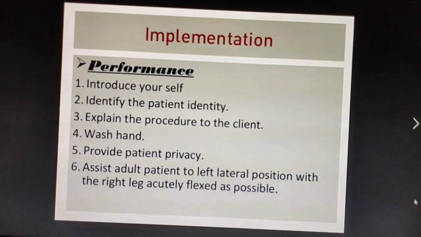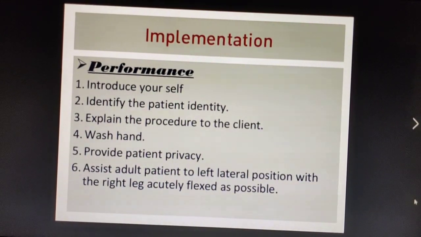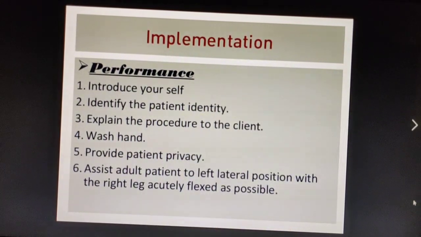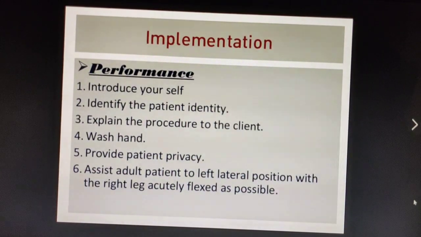Next, explain the procedure to the client. You have to say, now I am going to give the enema to you. The enema is a so-and-so procedure. During that procedure you have to cooperate, like you should not constrict your body, relax your body. During the enema you should breathe normally. You have to explain this to the patient.